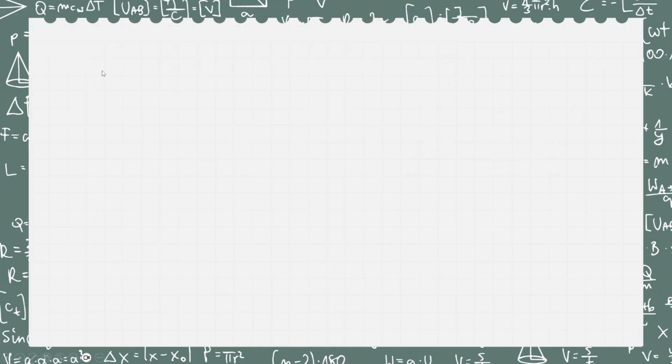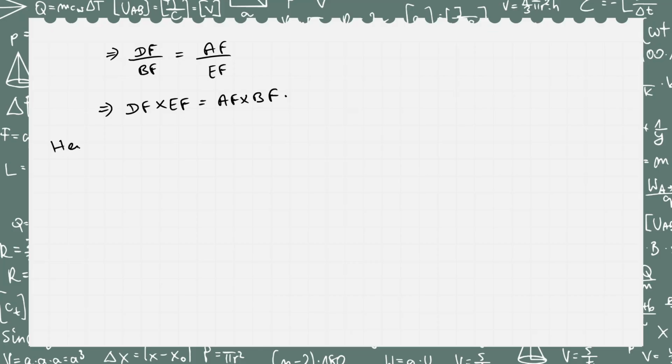So that implies DF by BF equal to AF by EF. So when we cross multiply, we get DF into EF equal to AF into BF. That's what they are asking, right? So hence proved. That's it.